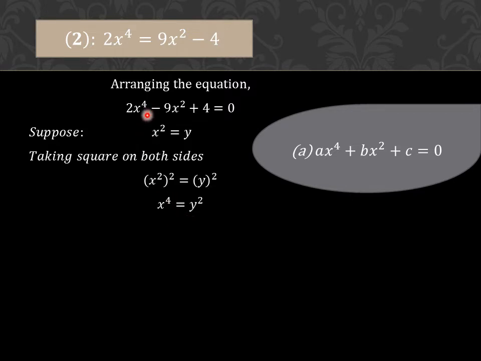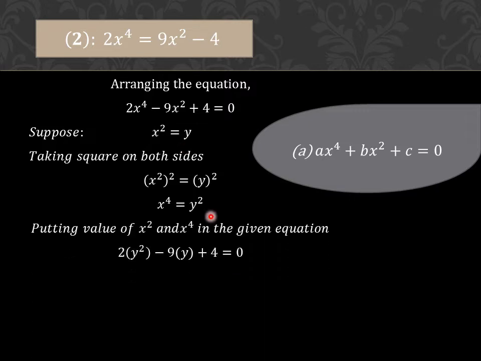Now in the given equation, we will replace x^2 and x^4 with the terms we have supposed. Instead of writing x^4, we will write y^2, because here you can see that x^4 is equal to y^2. And instead of writing x^2, we will write y, because x^2 equals y. So our equation will become like this. Opening the brackets, we have the equation 2y^2 minus 9y plus 4 equals 0.